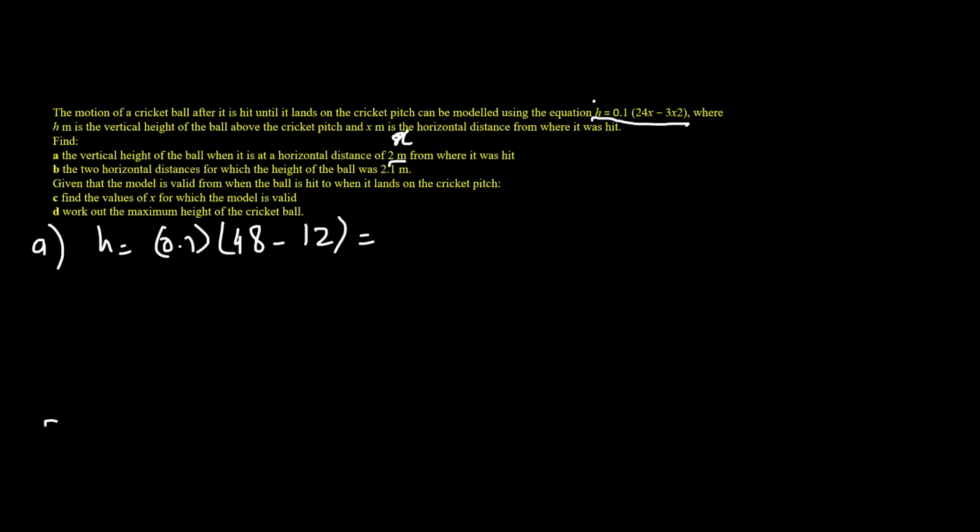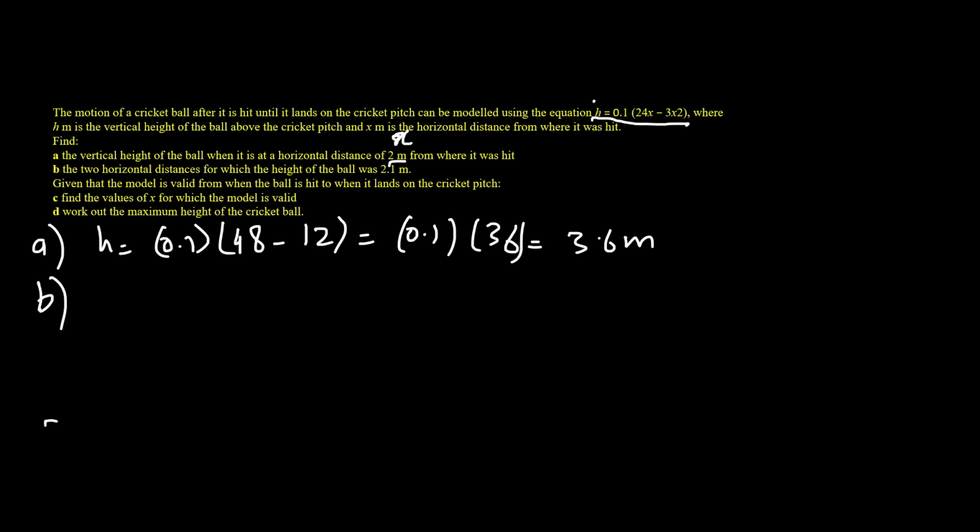That's 0.1 times 36. That's 3.6 meters. So the vertical height of the ball when it is at a horizontal distance of 2 meters from where it was hit is 3.6 meters. So this is h. So that's part A.